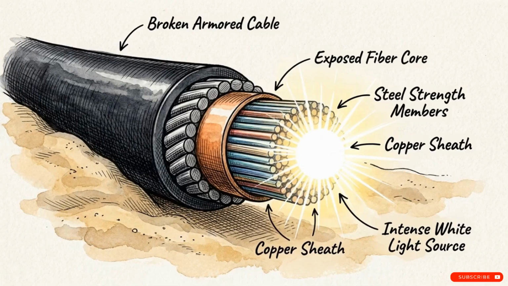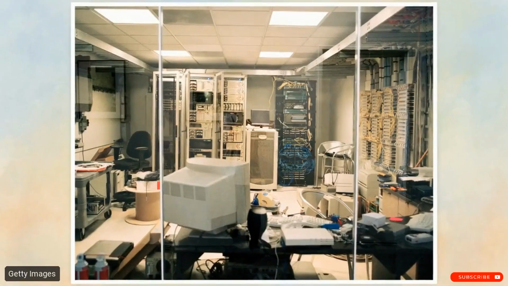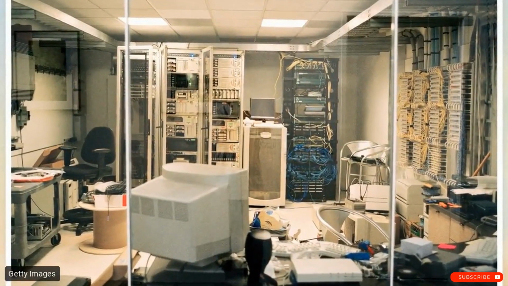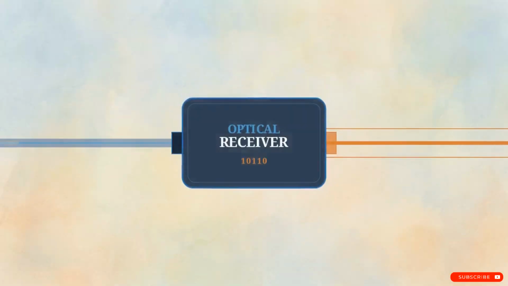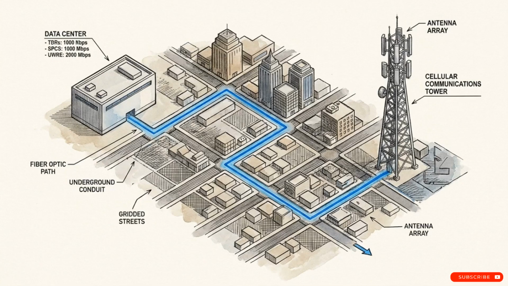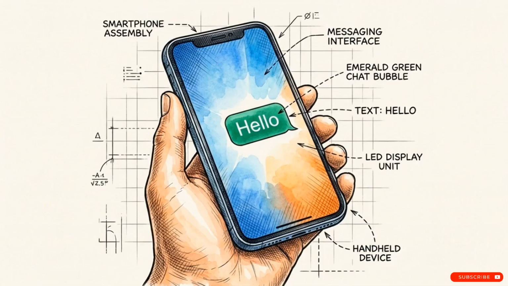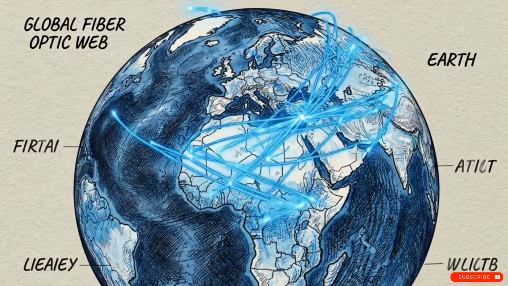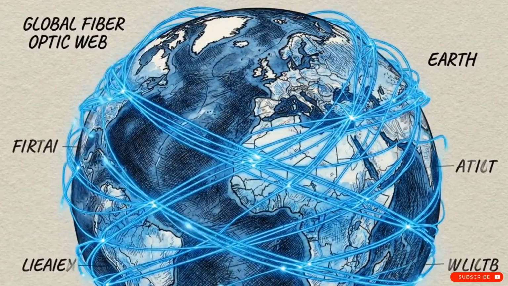After crossing the ocean floor, those microscopic light pulses complete their journey and slam into an optical receiver inside a destination data center, looking a lot like this server room. That receiver instantaneously converts the photons back into electrical pulses, the binary logic that computers can actually read. The converted data then travels the last local mile, routing to a cell tower and finally arriving on your friend's phone screen as the word hello. Every message we send relies on this intricate physical network, a global machine of microscopic glass and light that binds humanity together.